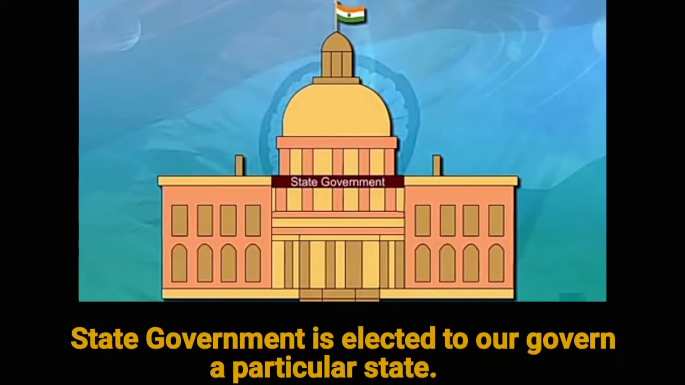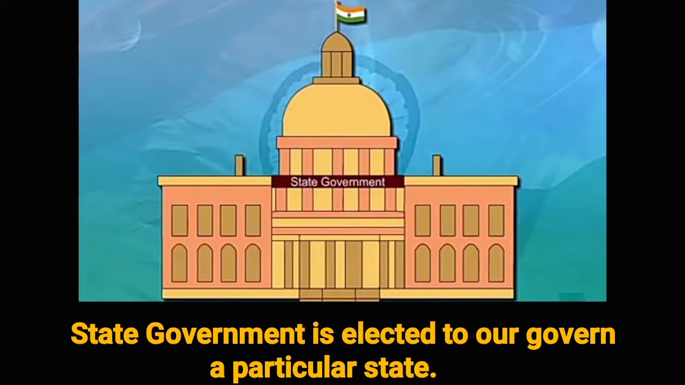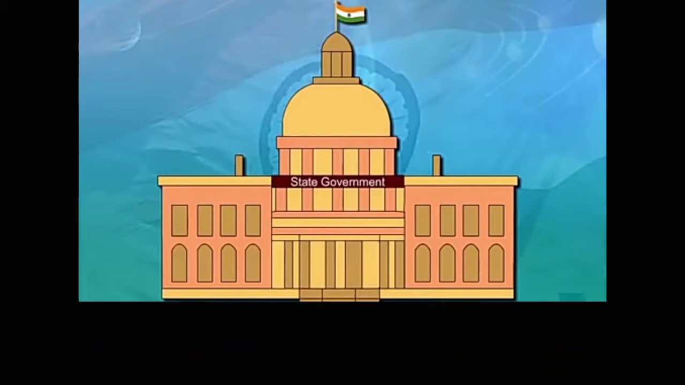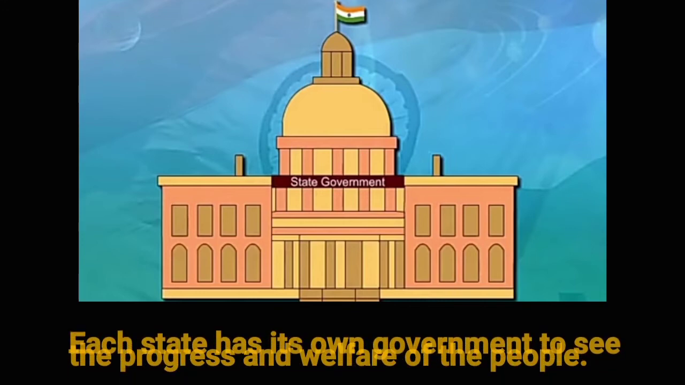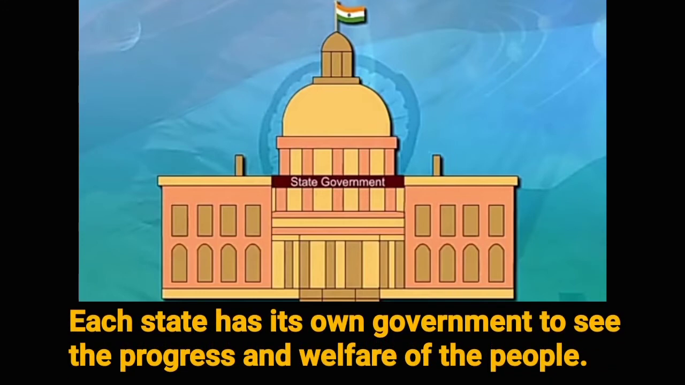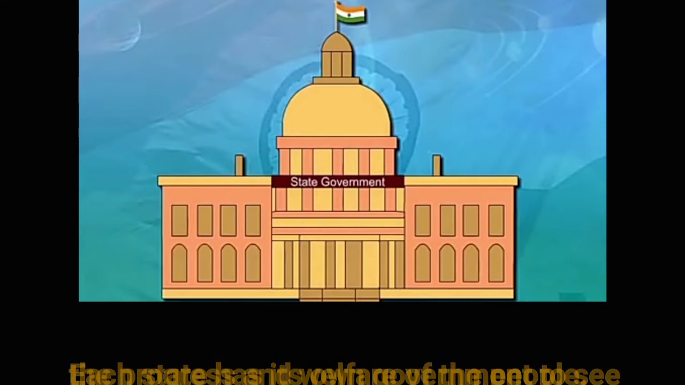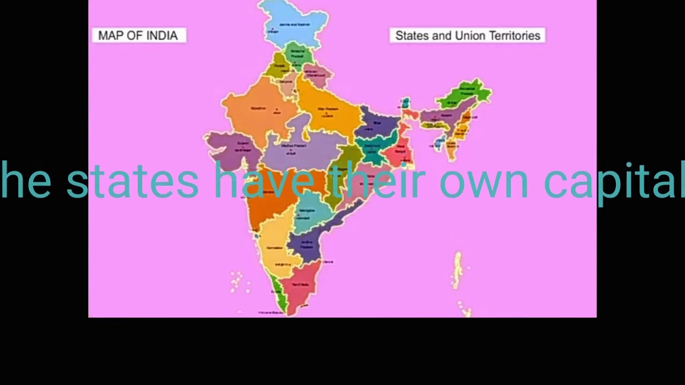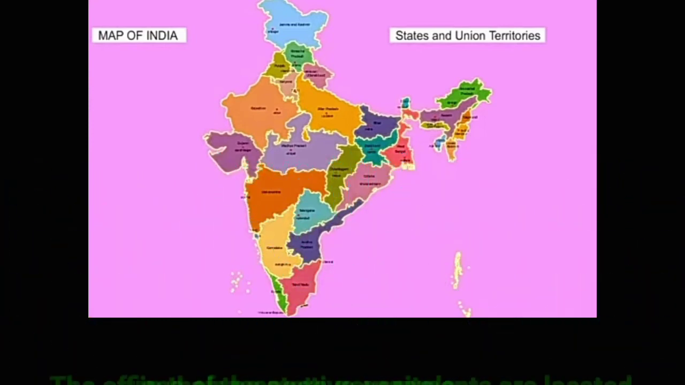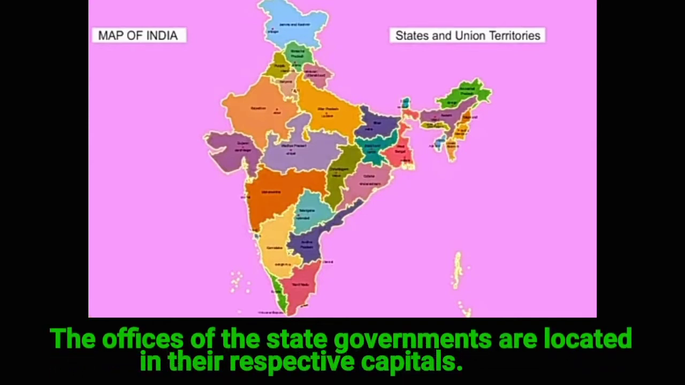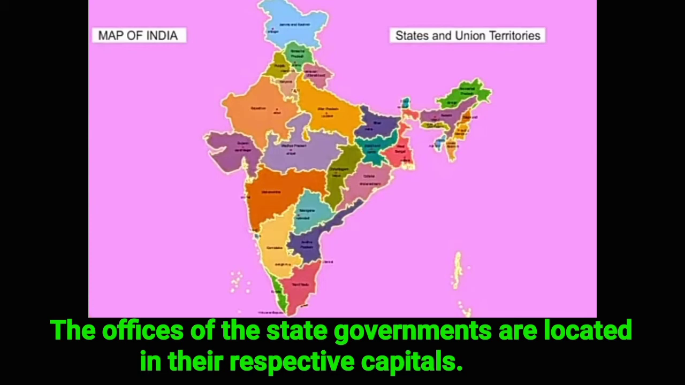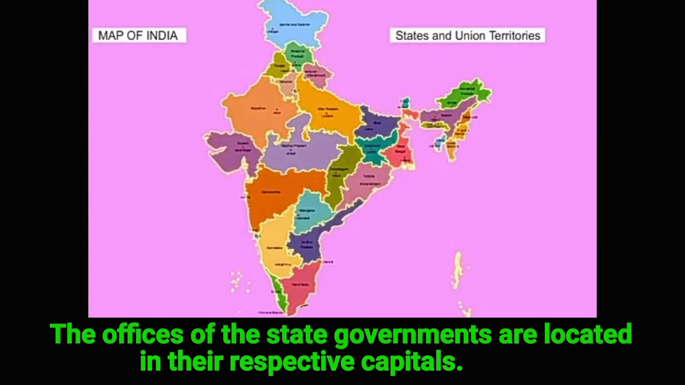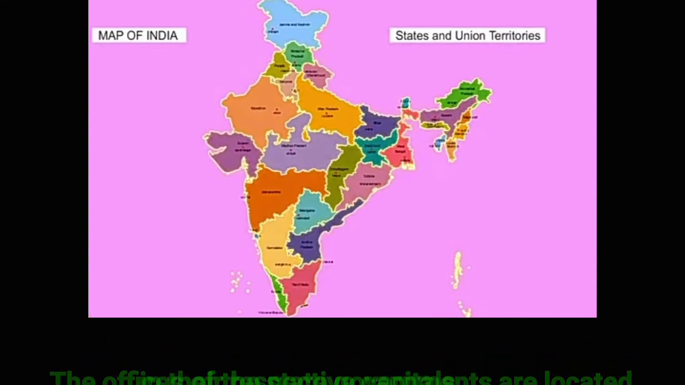State government. State government is elected to govern a particular state. Each state has its own government to see the progress and welfare of the people. The states have their own capitals. The offices of the state governments are located in their respective capitals.